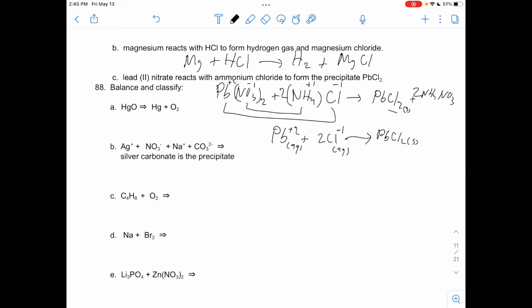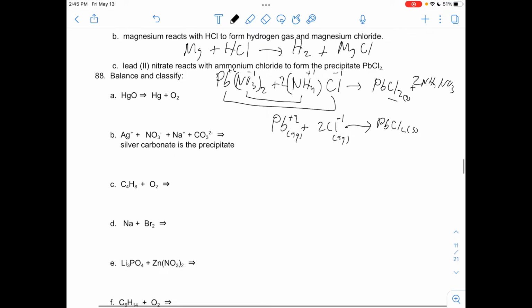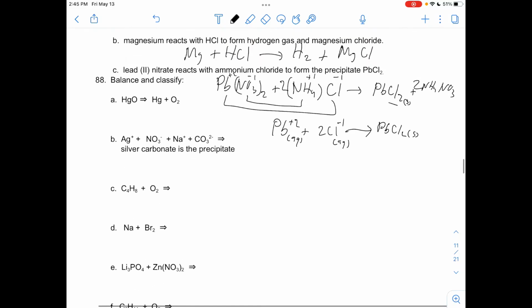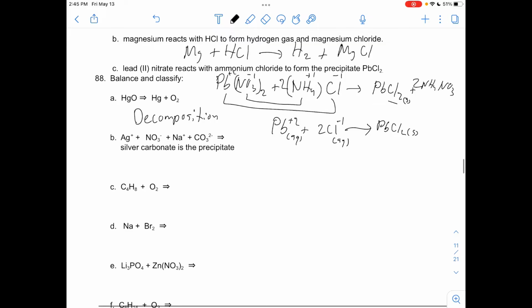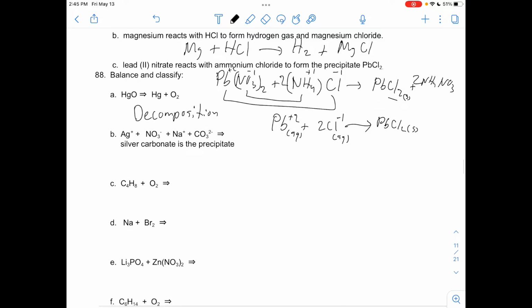Aqueous and aqueous. Okay, and then moving on, we're going to be doing these. So this, since it breaks apart, is a decomposition reaction. Okay, this next one. Since it breaks apart into ions, it's a double displacement. So insides and outsides pair up. So NaNO3 and AgCO3. So this would be a double displacement.